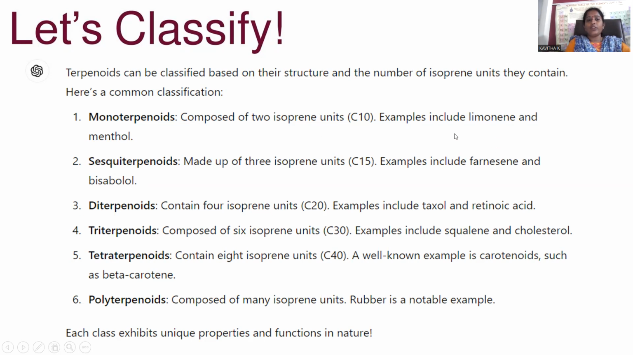Examples include limonene and menthol. Limonene and menthol are examples of monoterpenoids. And second is sesquiterpenoid.